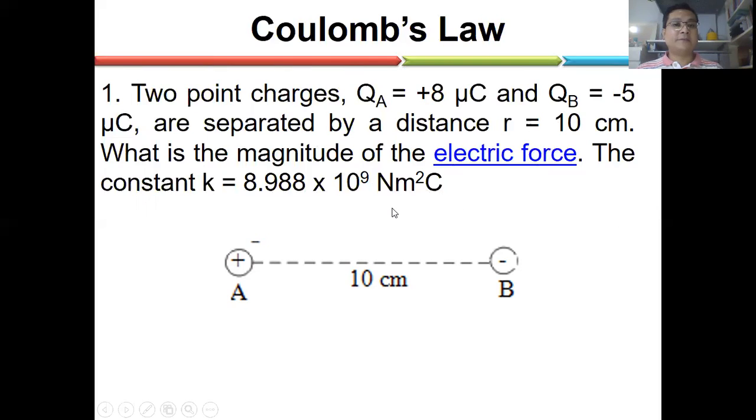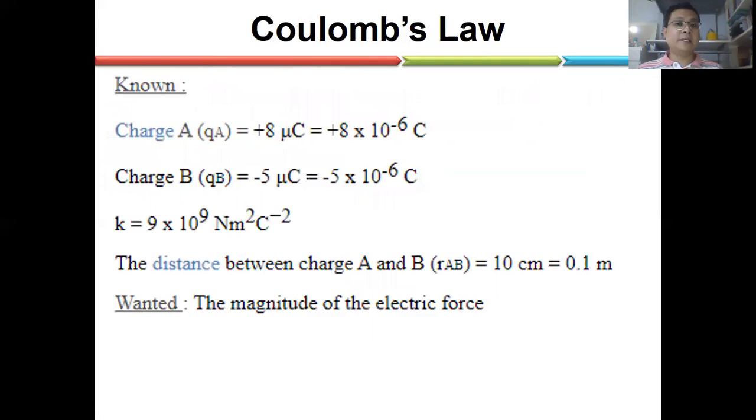So before we answer, we decide which parameters are known and which are unknown. Known first: charge A is positive 8, and then charge B is negative 5, and then constant k. And the distance is 10 centimeter, because we use MKS units, meter, kilogram, second, so we convert centimeter into meter first. Unknown, the question, is the magnitude of the electric force.